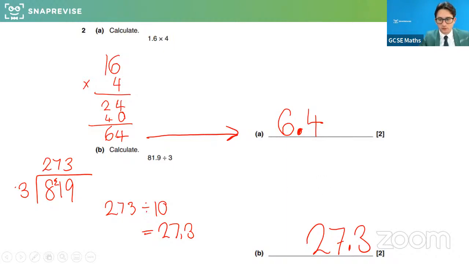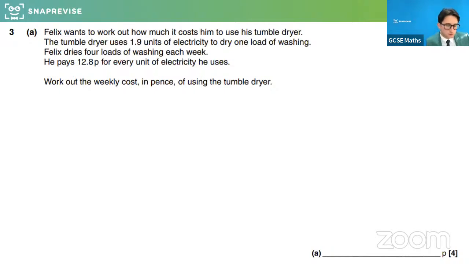So what I'm going to do is one more exam question here. Felix wants to work out how much it costs him to use his tumble dryer. The tumble dryer uses 1.9 units of electricity to dry 1 load of washing. Felix dries 4 loads of washing each week. He pays 12.8p for every unit. Work out the weekly cost.